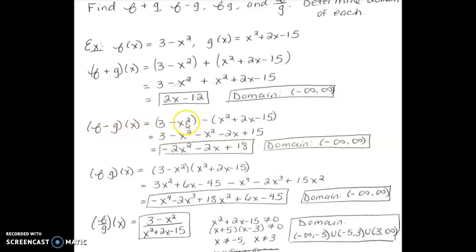F minus g of x, we take f, we subtract g. Here you do have to be careful because you're subtracting. This g of x especially needs to be in parentheses initially because we'll have to distribute the negative sign to remove the parentheses. So we don't really need them around the first expression, so we can just drop them since there's nothing in front. The negative will distribute, minus x squared, minus 2x, and then plus 15. Combining like terms gives me negative 2x squared minus the 2x plus 18. That's as much as I can do there. And then again, the domain is all real numbers.